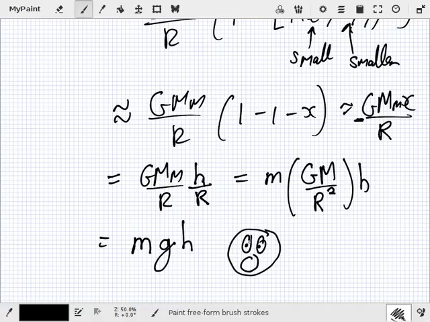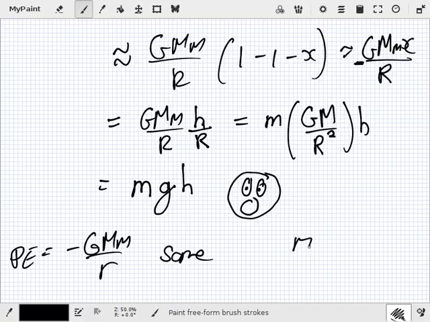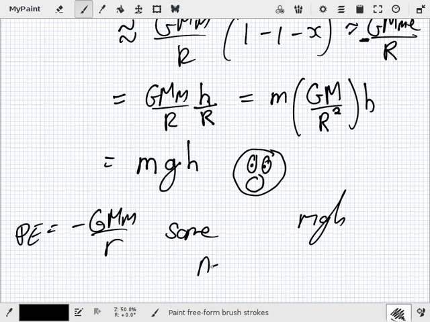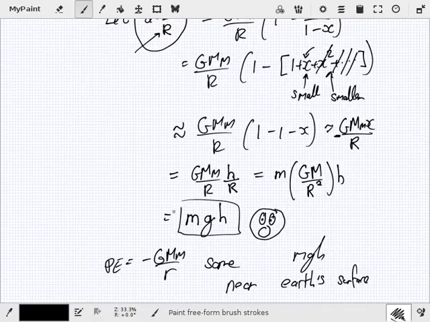So anyways, I wanted to show you this because you will see this proof next year as well when you do engineering. It's kind of an important proof in physics that the formula minus GMm over R is the same as the formula mgh, but only if you're near the surface of the Earth. Look, I don't know about you, but I think that's pretty cool.